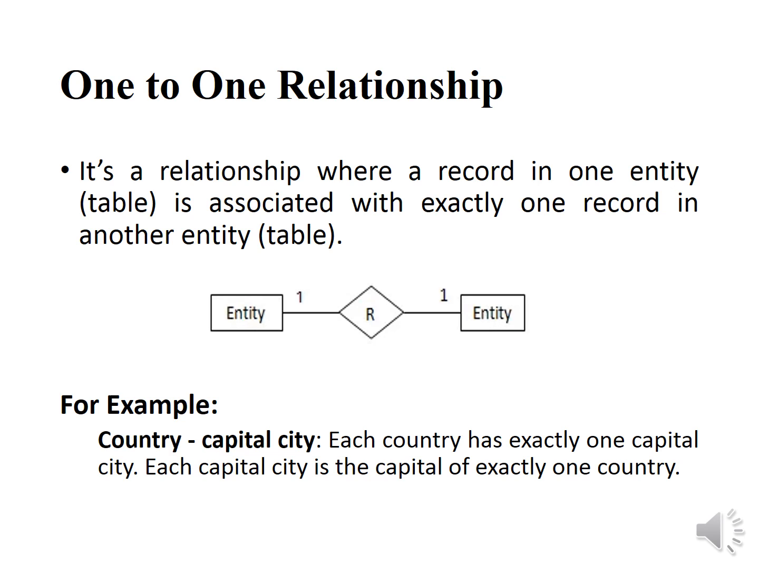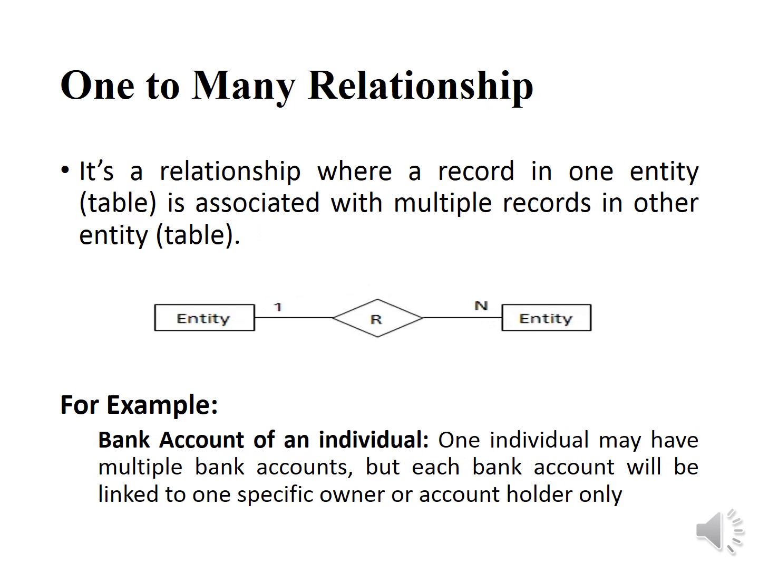Here in this diagram, one-to-one is where a record in one entity is associated with exactly one record in another entity. You can take the example of a country. Each country has exactly one capital city. Each capital city is the capital of exactly one country. One-to-many relationship is a relationship where a record in one entity is associated with multiple records in another entity.